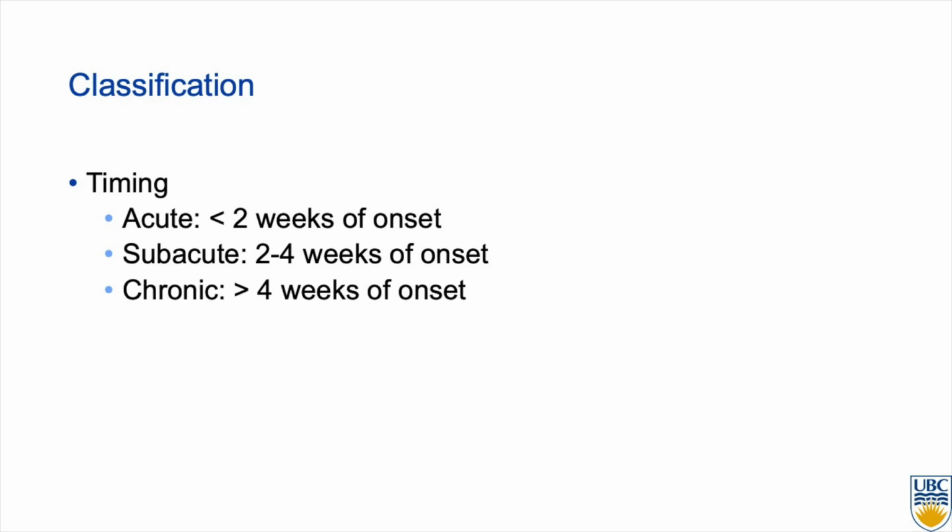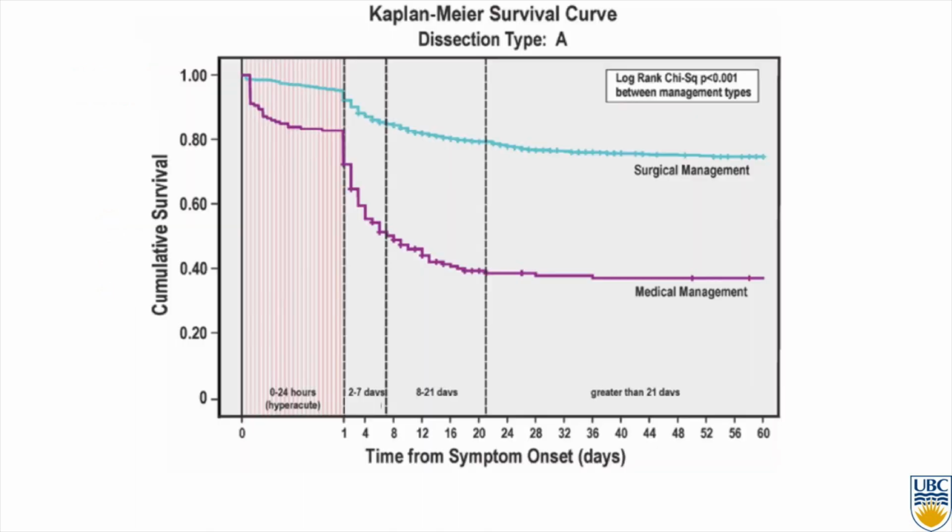The most commonly used timing classification uses the term acute for dissections that happened less than 2 weeks ago, subacute for dissections that happened 2 to 4 weeks ago, and chronic for dissections that happened more than a month ago. The reason why this is so important is that dissections have a very high mortality rate initially in the first couple of days, even hours, and then when we get further from the onset of the dissection, the hourly or daily mortality rate goes down quite a bit, as these patients are at that point more stable and become chronic.